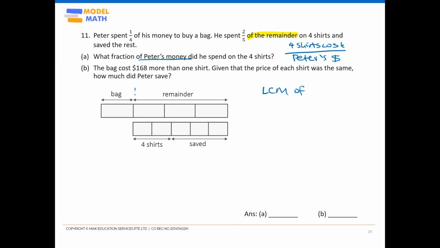So I'm going to show you what I mean. So my remainder layer is what I like to focus on because looking at my remainder, top is 3 blocks, bottom is 5 blocks.